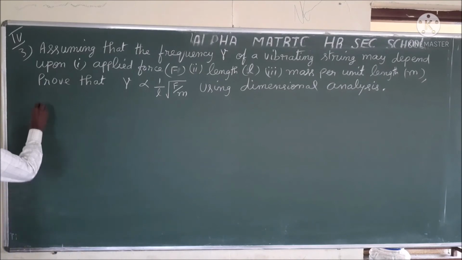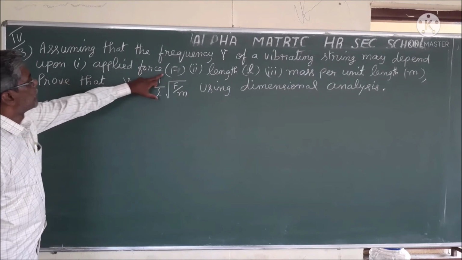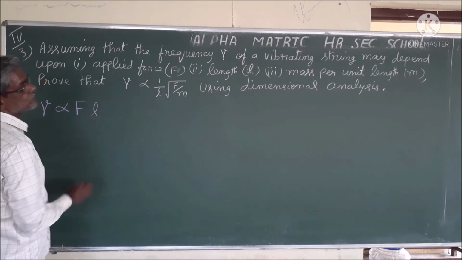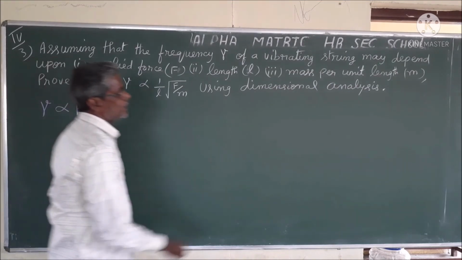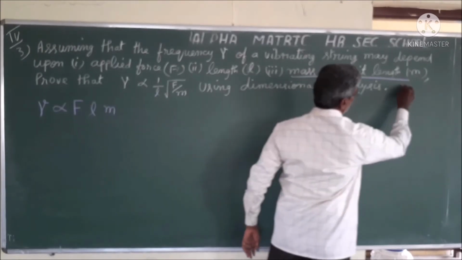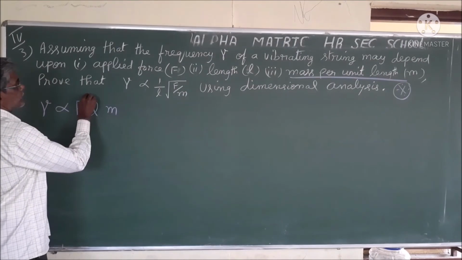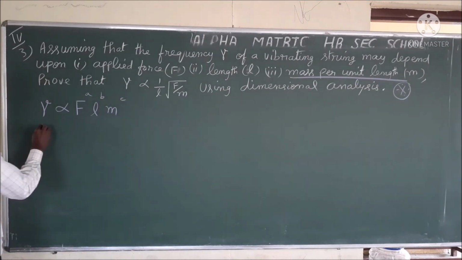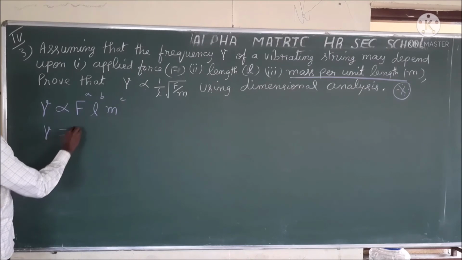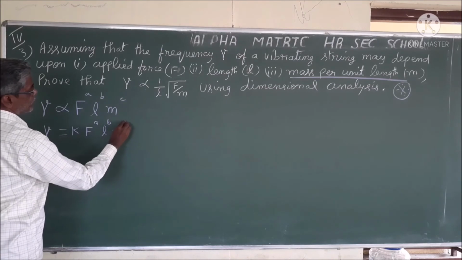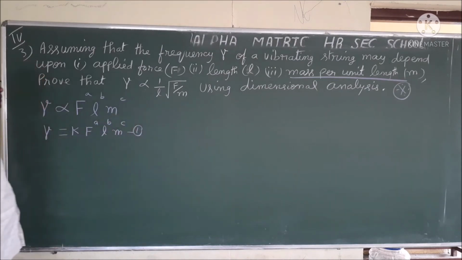Now this frequency depends on applied force, length, then mass per unit length. Write the powers a, b, c. If I remove the proportionality, there is some constant K: F power a, L power b, m power c. Let us consider this as equation number 1.